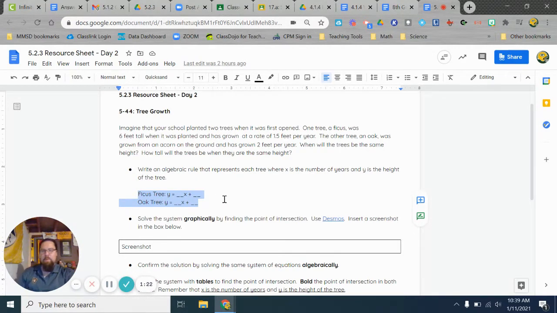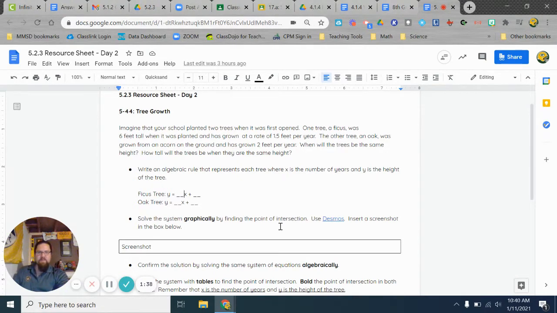Okay? So you need to, first of all, write an algebraic rule for both of the trees, the ficus and the oak. Remember, growth and starting points are important. One of these blanks is the growth, one's the starting point. I can't tell you which because that's like a quiz, so we want to see if you know how to do that.